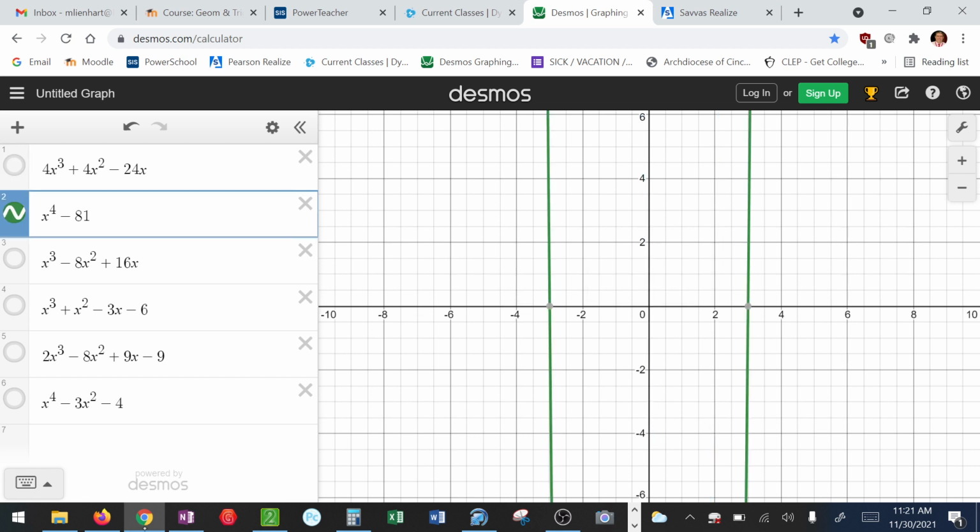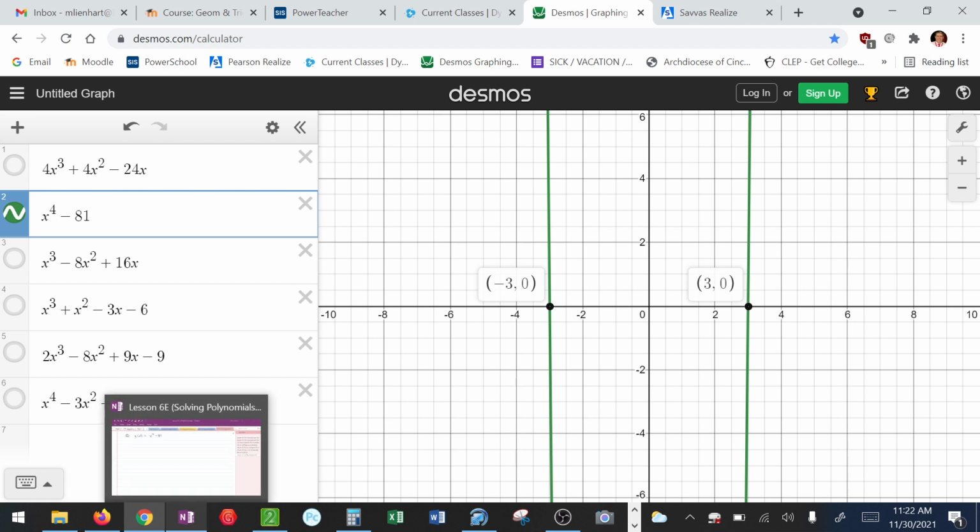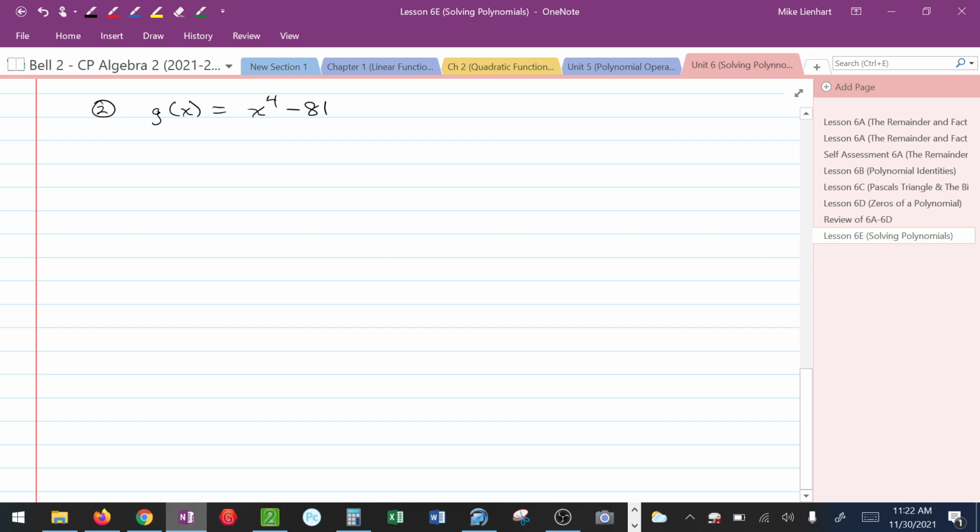And I notice right here, it goes through the x-axis at negative 3 and at 3. Because it was degree 4, the fundamental theorem of algebra tells me I should get 4 answers. But I'm only seeing 2. That's all right. We're going to write down the 2. So I know right now that x is equal to a negative 3 and a positive 3. Now I got to go find the other 2. There's supposed to be 4 answers. All right, so how do I do that?